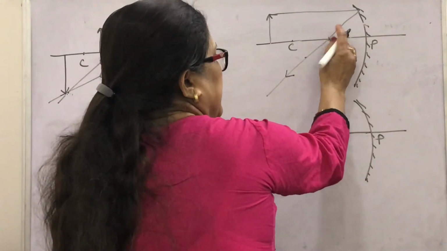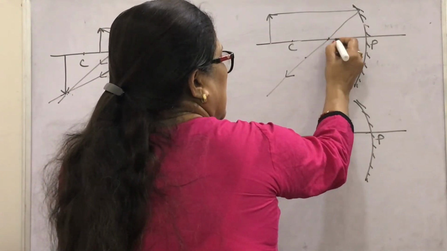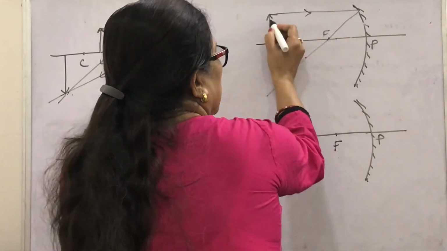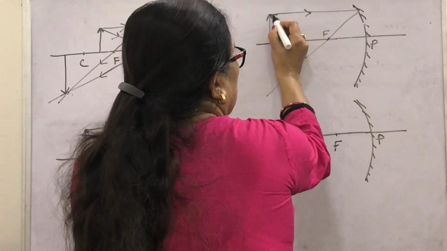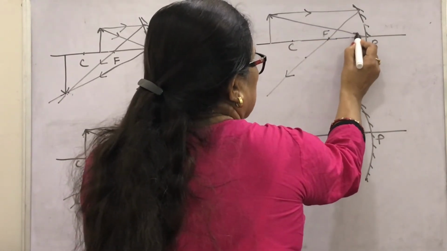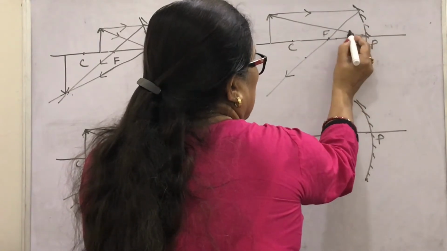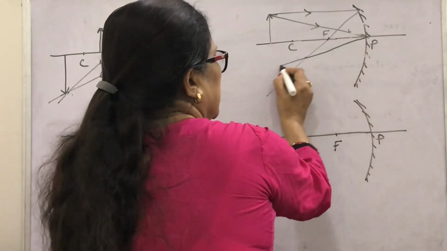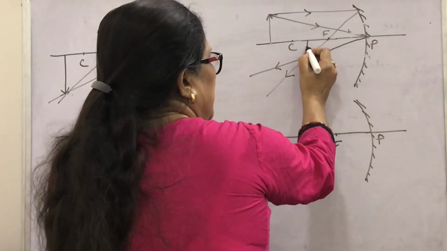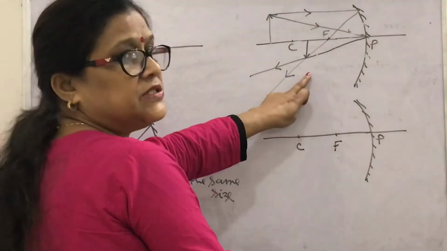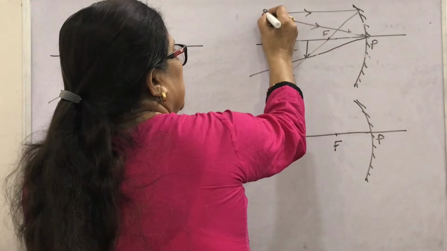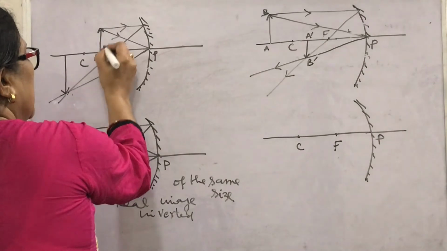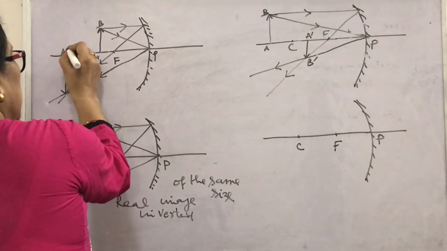Now, what will happen? Another ray you will take, then this is the incident ray, this is the reflected ray. You will find that if a ray is here at a certain angle from the pole, then this incident ray is reflected at the same angle, then this is the reflected ray. You will find that this is the image. So this AB object, its image is A dash B dash.